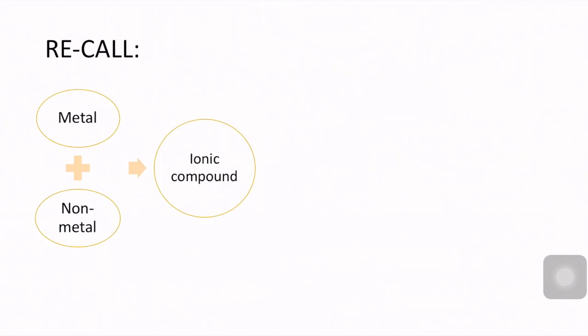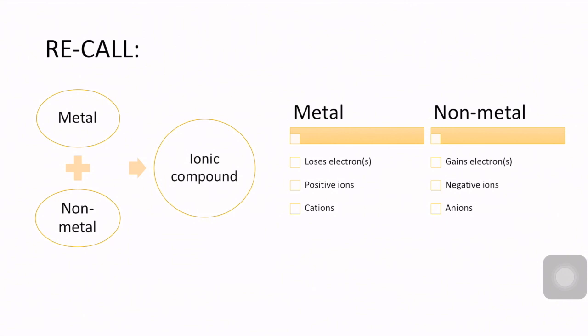First of all, you need to recall what makes up an ionic compound. An ionic compound is made up of a metal and a non-metal. Recall, a metal loses electrons to form positive ions, which you know as cations. A non-metal gains electrons to form negative ions, which you also call anions. Remind yourself, an ionic compound is always neutral, which means that it has zero charge altogether.